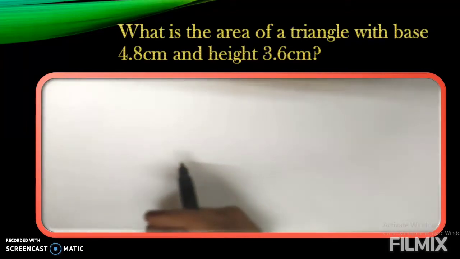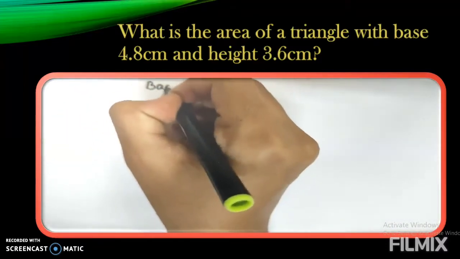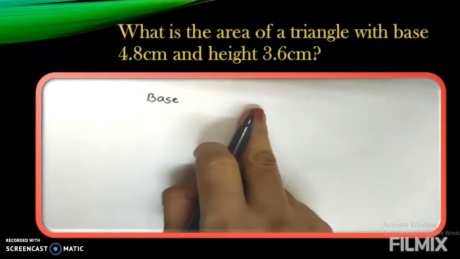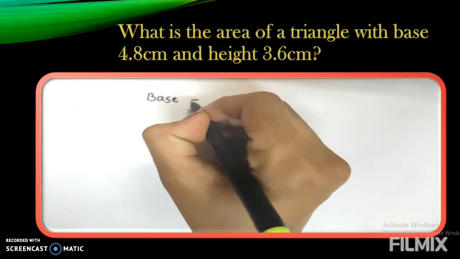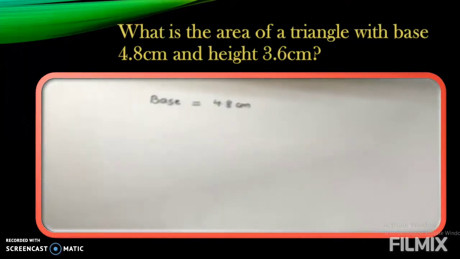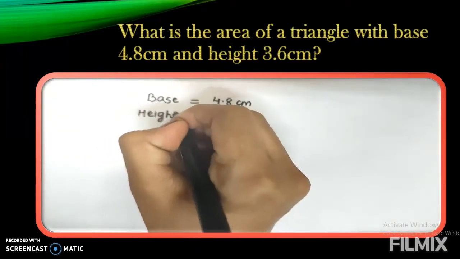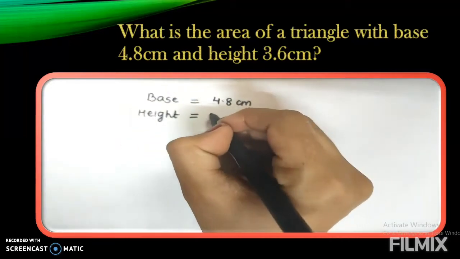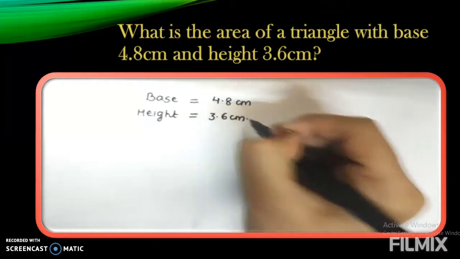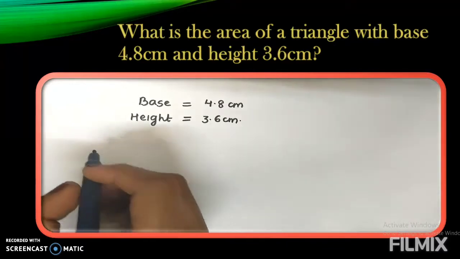Base is 4.8 centimeter. So we'll write the statement base. If you want, write base of triangle or only write base is equals to 4.8 centimeter. What else is given? It's given height. So next we will write height is equals to 3.6 centimeter. What is being asked? It is asked to find the area of triangle. So as they are asking area of triangle, so now we will use a formula of area of triangle.